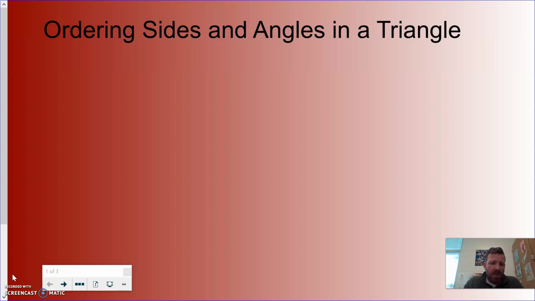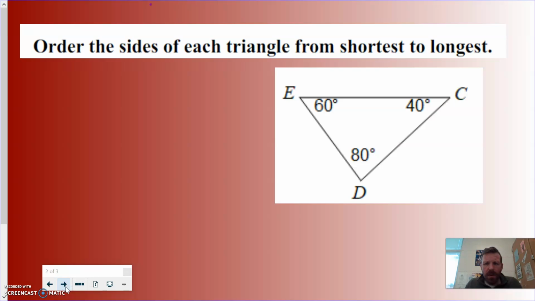So let's take a look at some examples of this, all right? In this particular problem, we're asked to order the sides of this triangle from shortest to longest. So that means we're looking for the smallest side to the largest side. And to do that, since we're looking at the shortest, we want to look for the smallest angle, okay? And our smallest angle in this case is angle C, which is 40, okay?